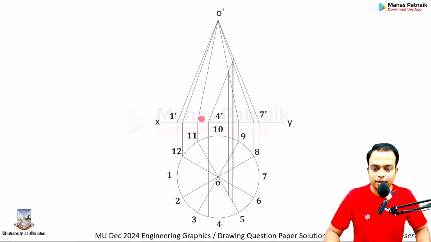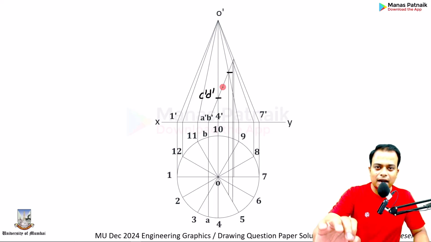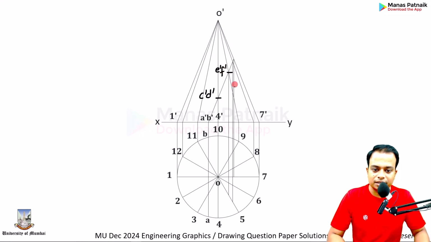A, B, A dash, B dash. Understood? This, by the way, is C dash, D dash, which I'll be addressing in a short while. Don't worry. This is going to be E dash, F dash. So if you watch E dash and F dash, 1, 4, 7, behind 4 there is 10. Here this is 5, 9. This should be 5 dash, 9 dash. This should be 6 dash, 8 dash.